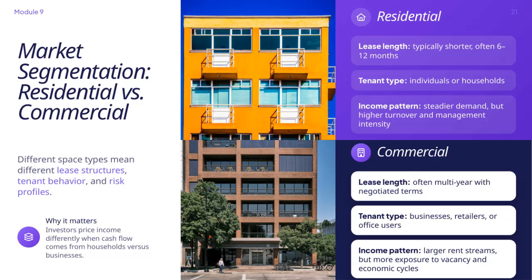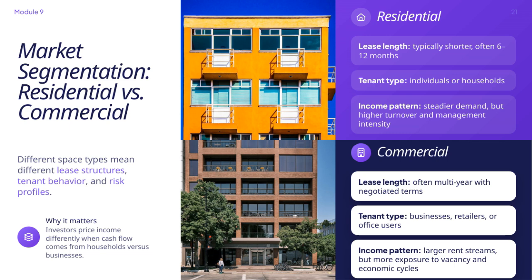When we talk about market segmentation, it's important to distinguish between residential and commercial properties because they operate quite differently. Residential spaces usually have shorter leases, often around 6 to 12 months, and the tenants are individuals or families. This leads to steadier demand overall, but also higher turnover and more intensive property management. On the other hand, commercial leases tend to be longer term, often spanning multiple years with negotiated terms tailored to businesses, retailers, or office users. The rental income from commercial properties can be much larger, but there's also more risk involved, especially due to vacancies and sensitivity to economic cycles.